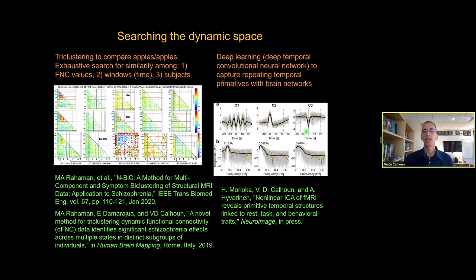Here's another approach based on deep temporal convolutional neural networks from Hiroshi Morioka and Aapo Hyvärinen, looking at nonlinear ICA to capture temporal primitives from the data, which are occurring at different points in space and time. And so you can see 3 different examples of those, as well as their profiles in frequency space.